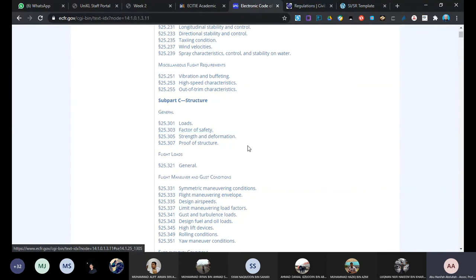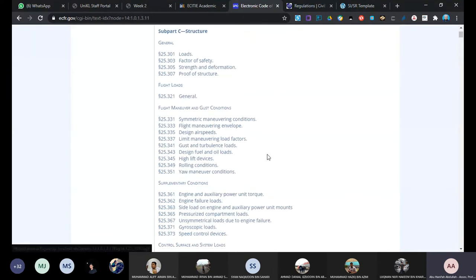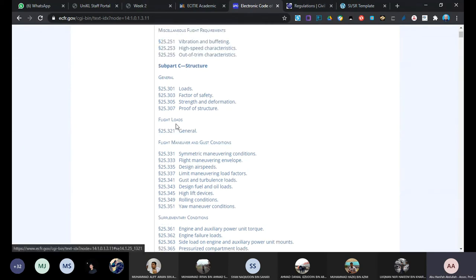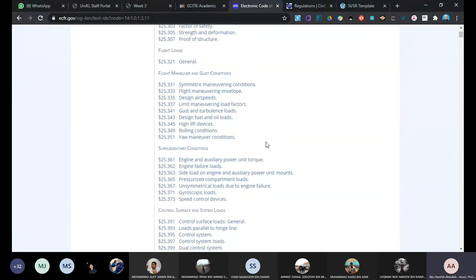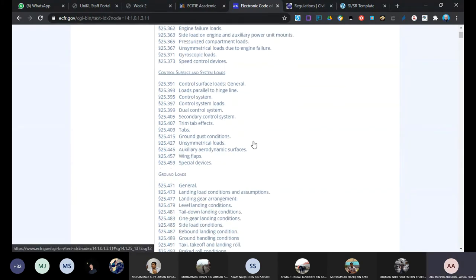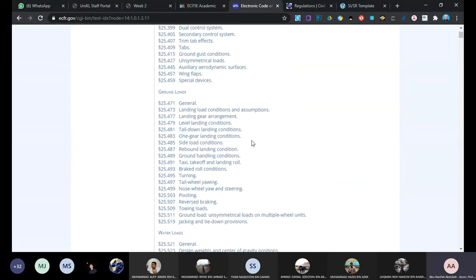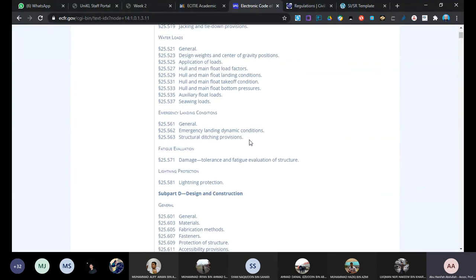Strain and deformation. Proof of structure. And this flight load may not be applicable because you're not doing new design. Ground load, water load, fatigue evaluation, 25.571, damage tolerance and fatigue evaluation. So you must make sure you have done the fatigue analysis on your design.